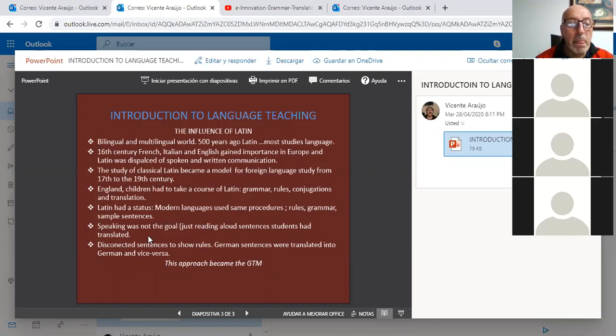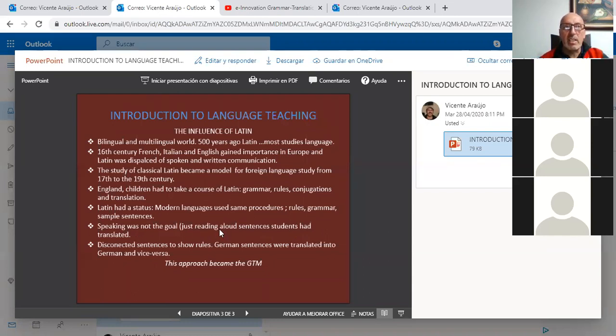At that time, speaking was not important. Speaking of Latin, French, Italian, English were not important. Speaking was not the goal. Just reading aloud sentences. Students had to translate.